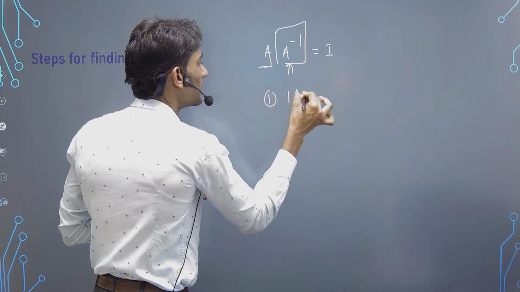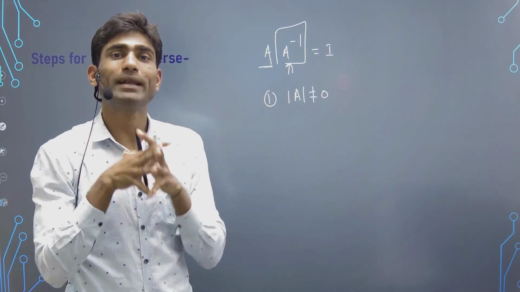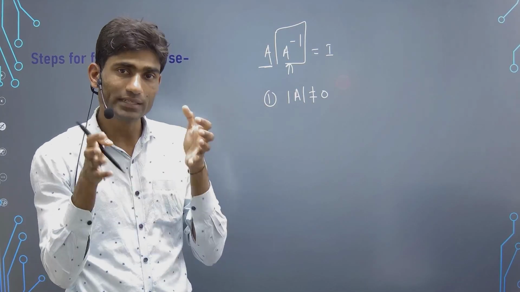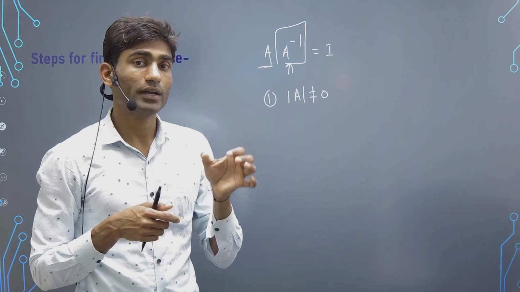Now, for finding the inverse, the first condition is that the determinant of A needs to be non-zero. Once the determinant is non-zero, and only then, the inverse of the matrix is possible.